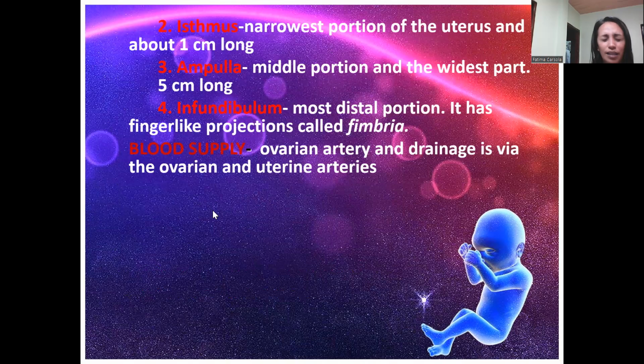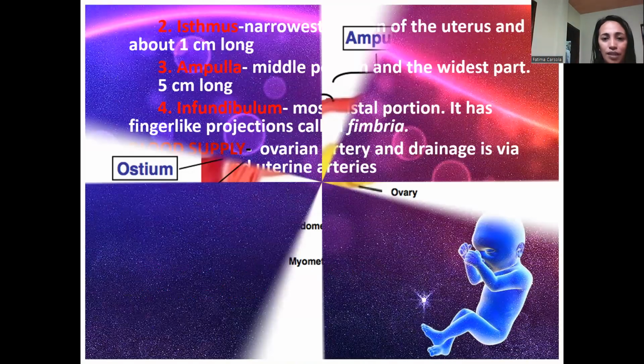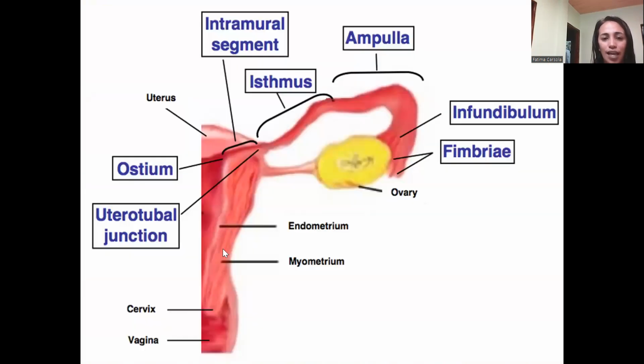And we have the blood supply. It comes from the ovarian artery, and of course, the uterine arteries. So this is how it looks like.